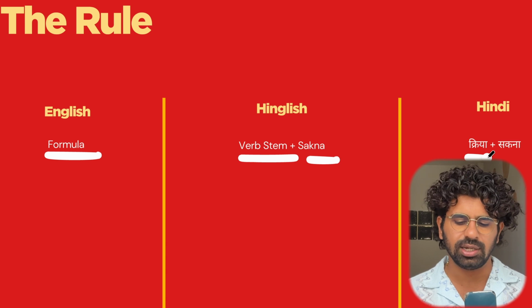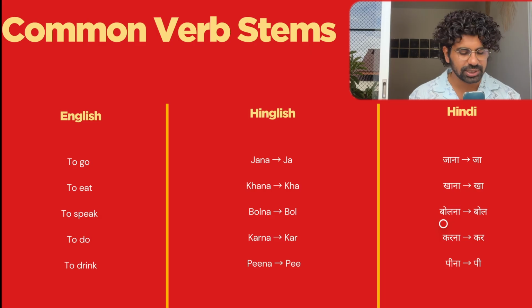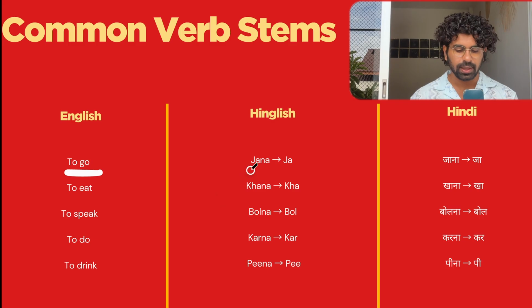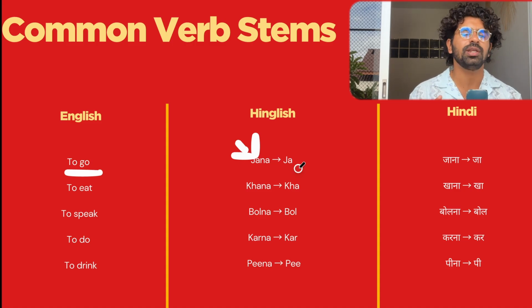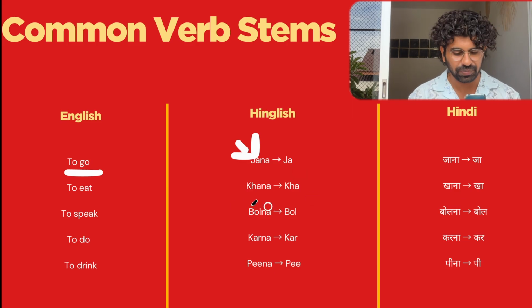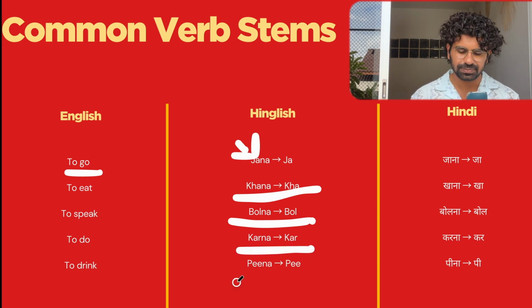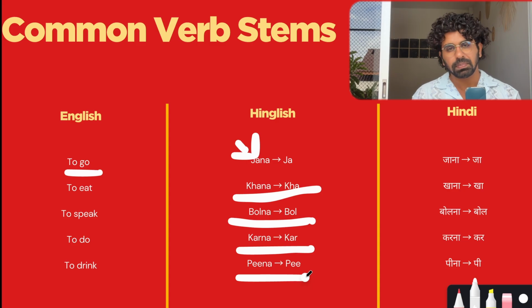Here you can see that in Hindi, verb means kriya, and then sakna as sakna. As you can see, we have some common verb stems. The first one is "to go," which in Hindi is jana. You always remove the na from the infinitive of the verb. So jana becomes ja. You see it in all the verbs here. Khana becomes kha. Bolna becomes bol. Karna becomes kar. Pina becomes pi.